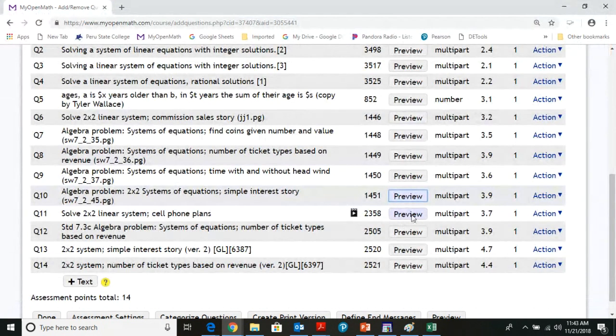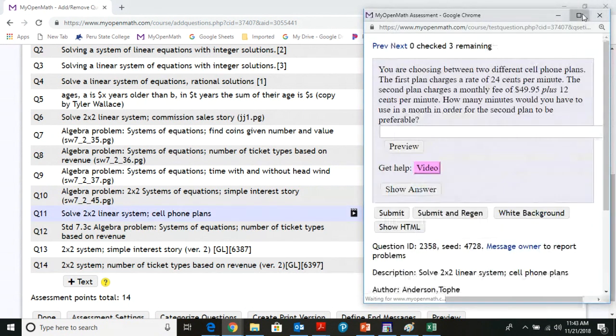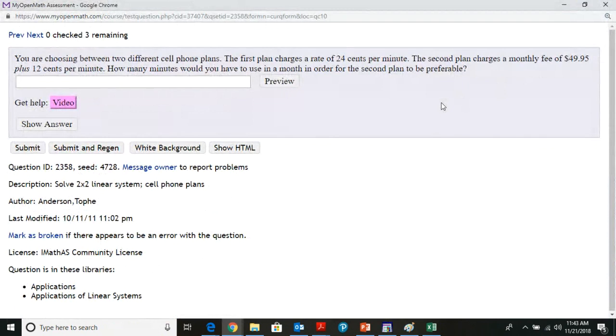All right, let's see. Cell phone plans, number of ticket types. This is the same as that last one, which is the same as the money. There's another simple interest story. Let's look at the cell phone one. So this says you're choosing between two different cell phone plans. Okay, so this one is similar to the guy and his sales, his commission.